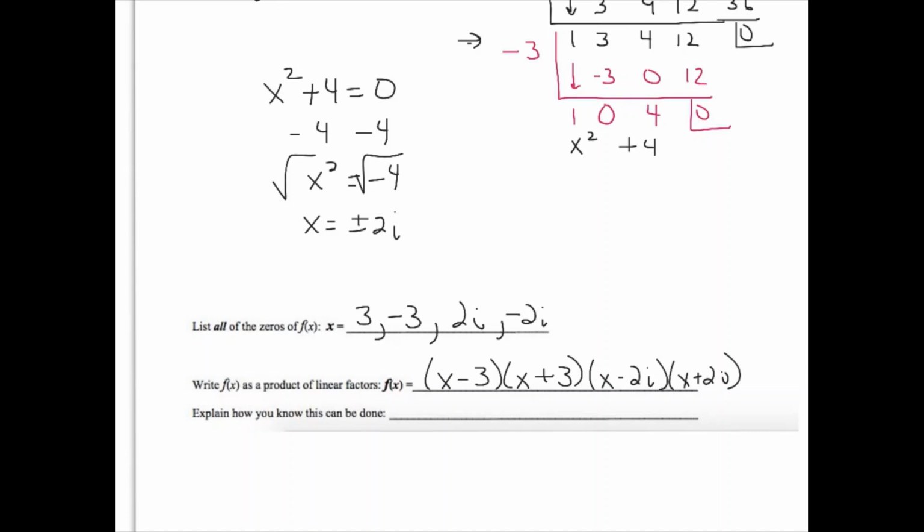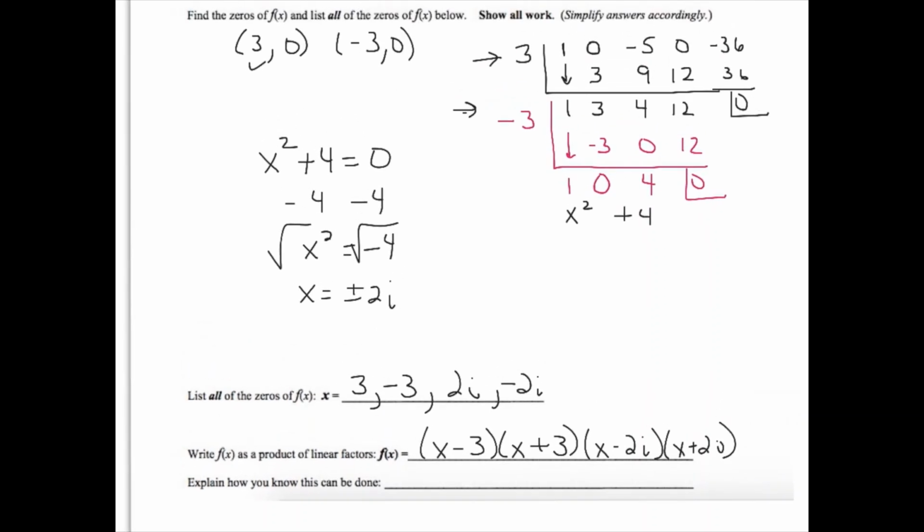So again, we use technology to obviously aid our work, but to find these complex and irrational zeros, you have to do this synthetic division. You have to be able to use the quadratic formula. All right, that is all for section 5. If you have questions, please let us know.